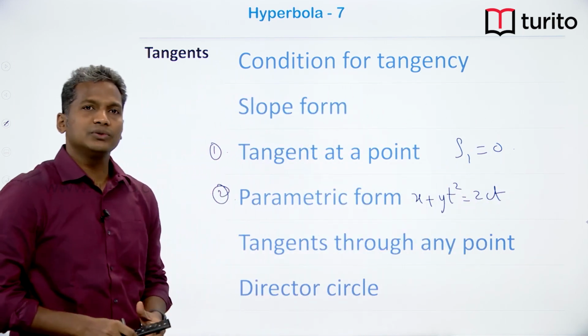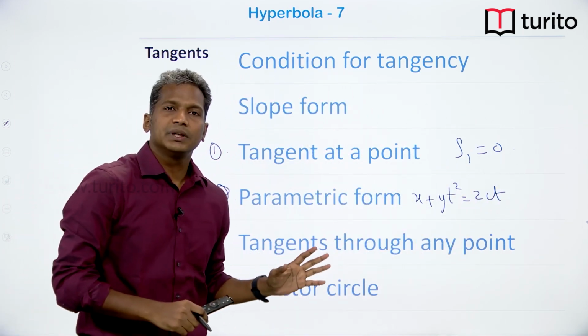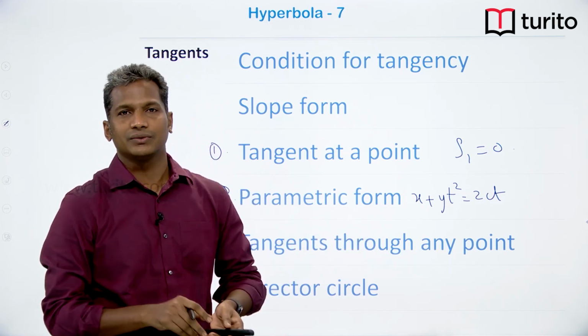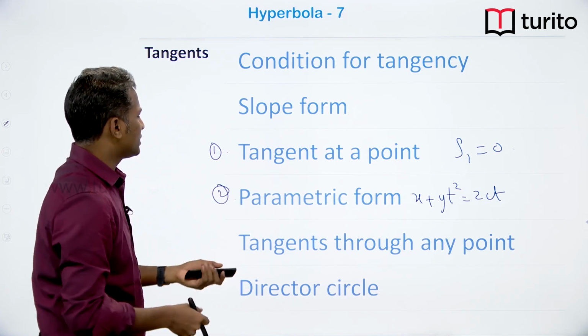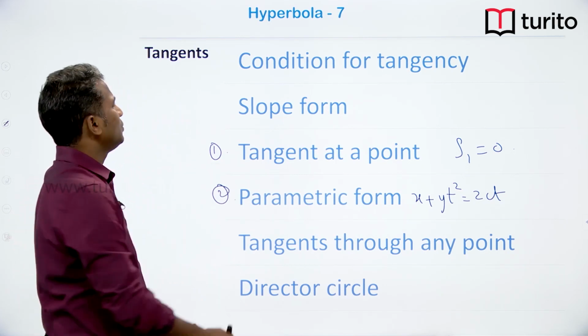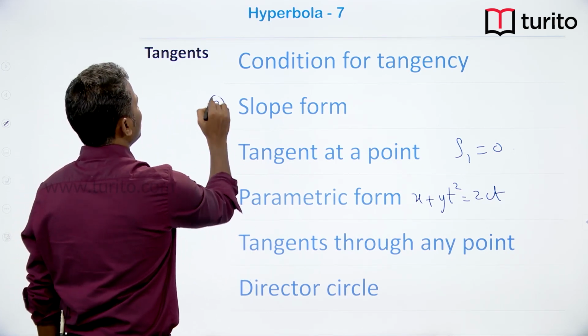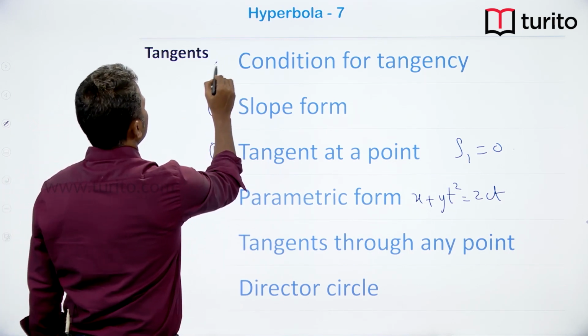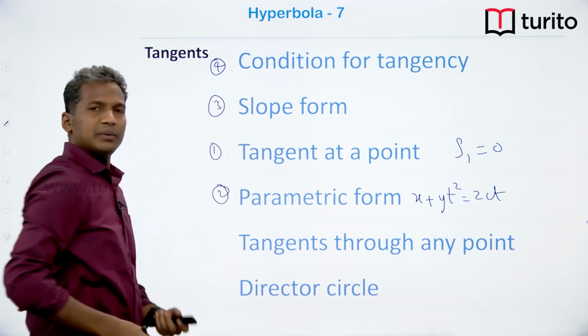Now, you do not have to learn all of them by heart. You can just remember one or two, and based on that you can derive the remaining also. Okay. So, after this, what is our next step? To understand the slope form and the condition for tangency. These two can be done at the same time.